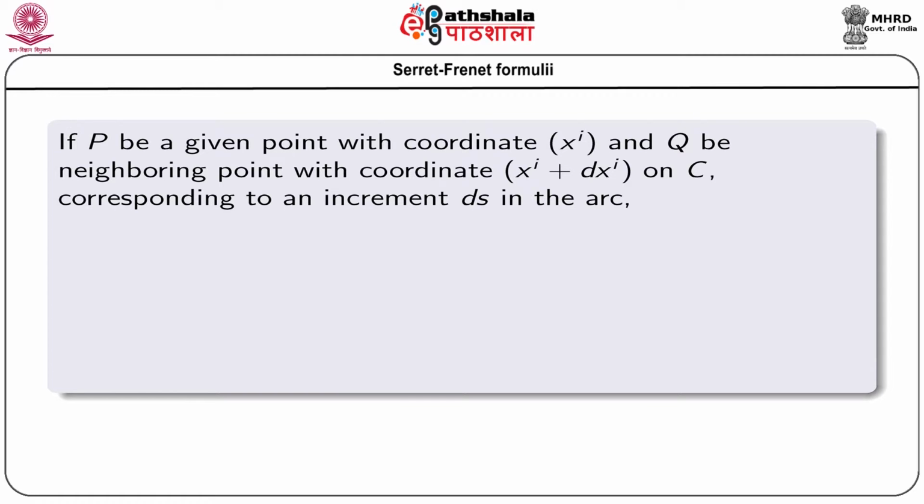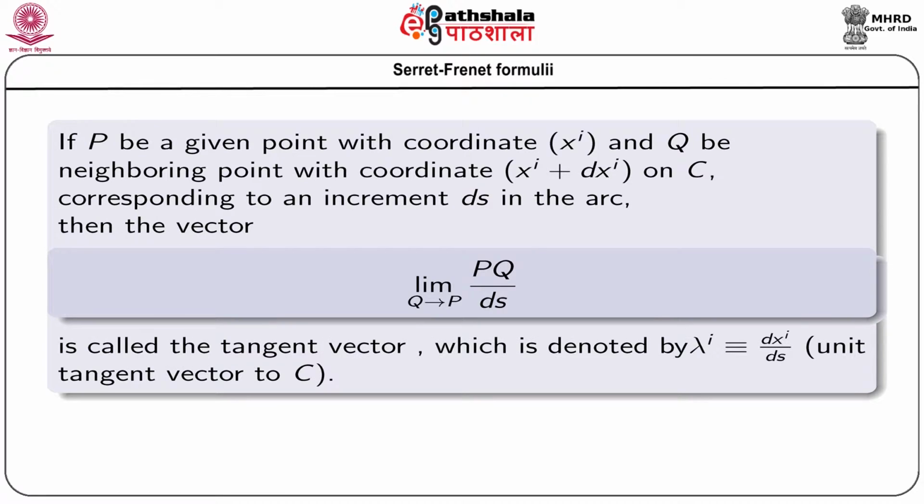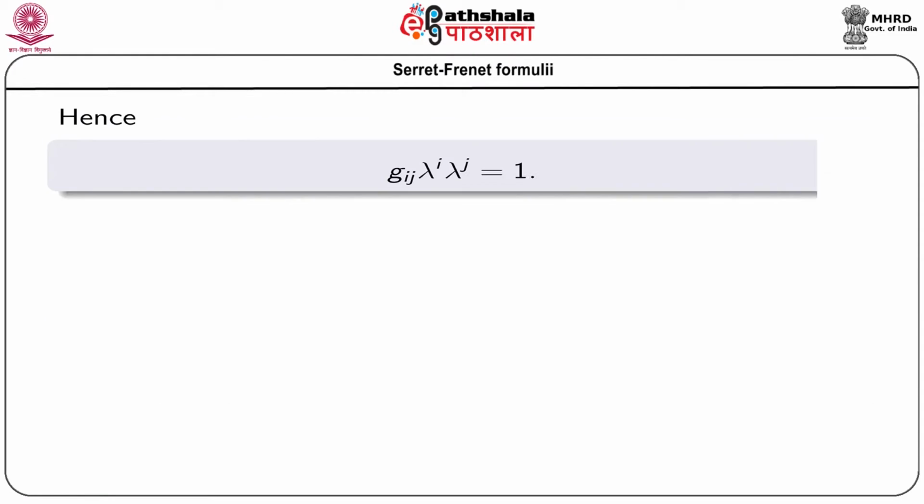Now, if P be a given point with coordinate x^i and Q is the neighboring point with coordinate x^i plus dx^i on the curve C corresponding to an increment ds in the arc, then the vector PQ, where limit Q tends to P, is called the tangent vector, and it can be denoted by lambda^i, where lambda^i equals dx^i/ds, that is the unit tangent vector to C. Hence, we can write g_ij lambda^i lambda^j equals 1.